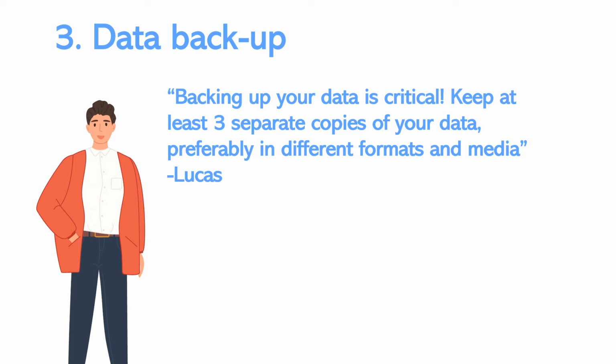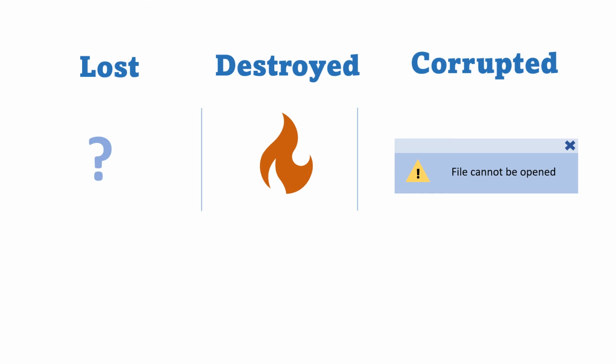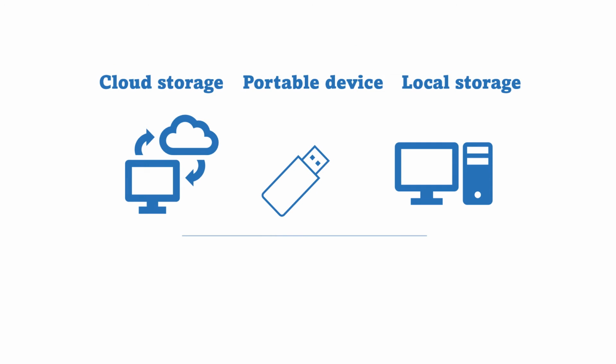Number 3. Data backup. According to Lucas, backing up your data is critical. Keep at least 3 separate copies of your data, preferably in different formats and media. Keeping several backups of your data is important due to unexpected events. Your data can, for example, be lost, destroyed, or corrupted. Storage options for your data include cloud storage, different portable devices, or local storage.